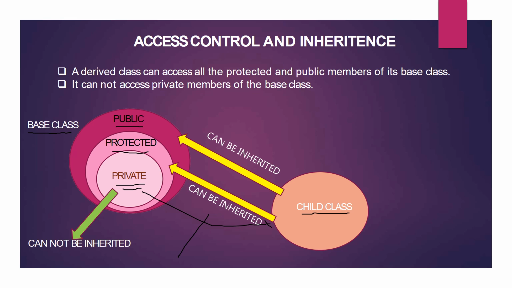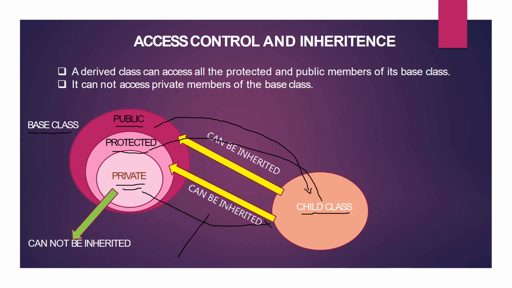But a protected member under the base class can be accessed by the child class. Whereas a public member function can also be accessed by the derived class. In only one case, the private member functions cannot be accessed by the derived class or child class.